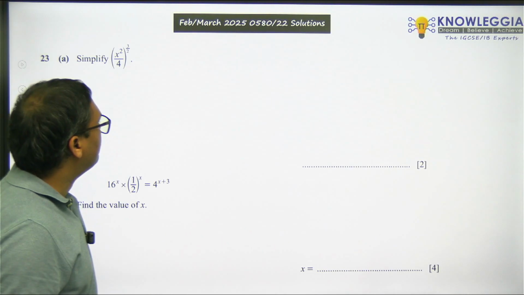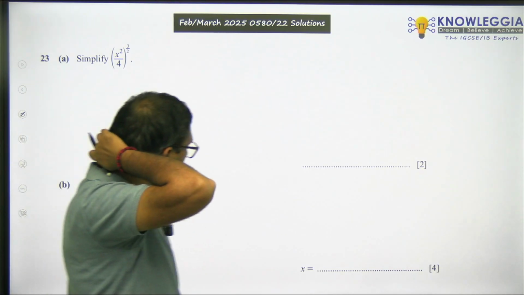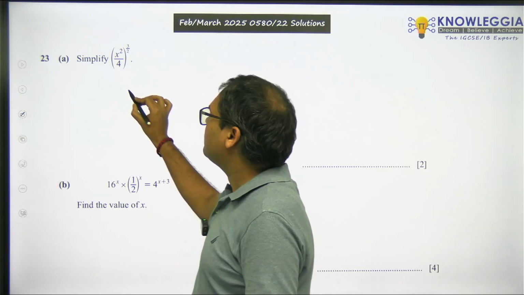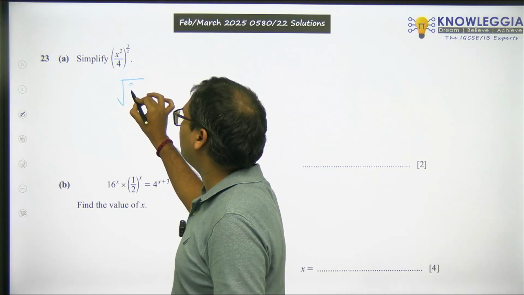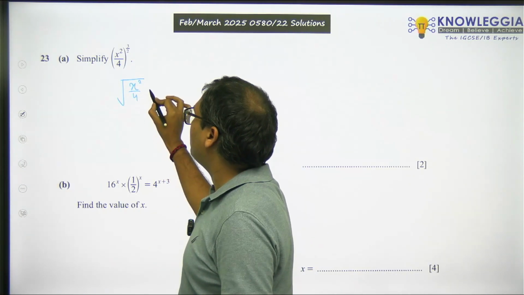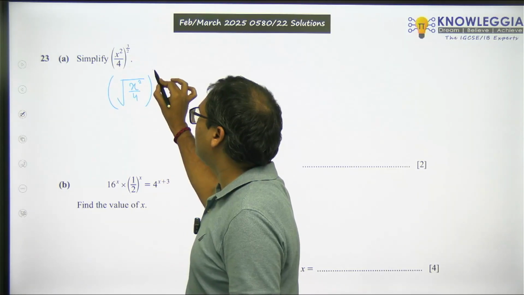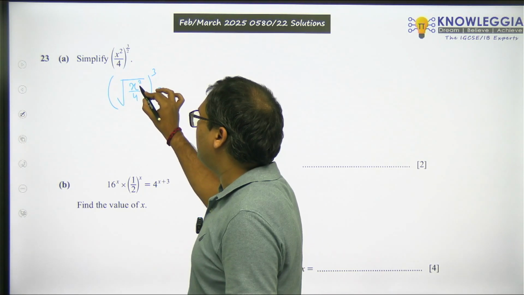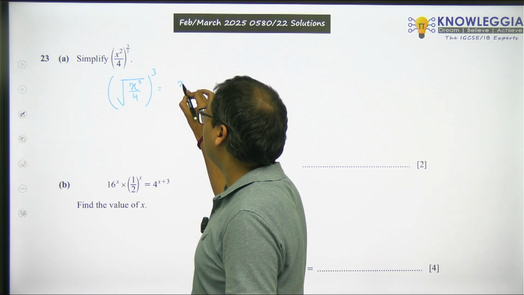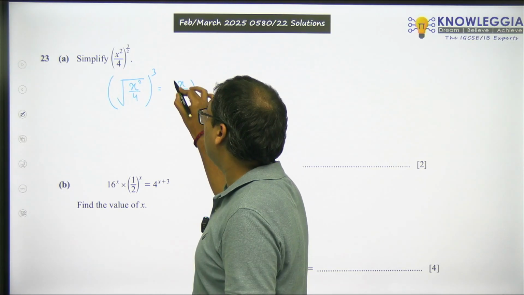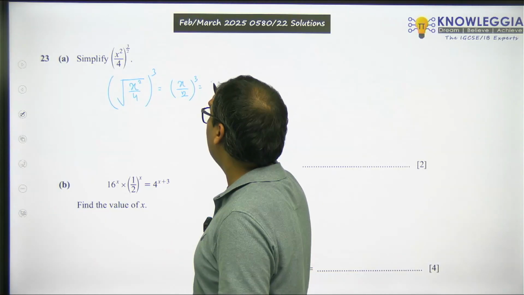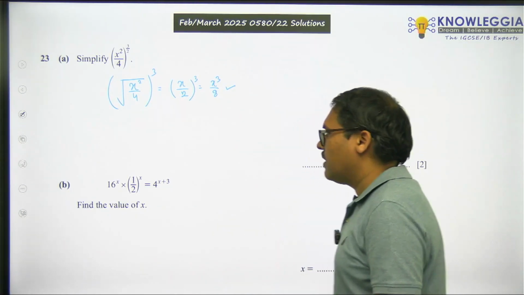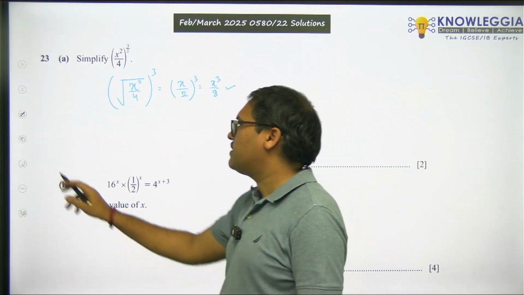Okay. Now the next one, 23. The question says, simplify this. So this is, you can clearly see, the square root of x square upon 4 raised to 3. Now what is the square root of x square upon 4? This is x upon 2 raised to 3. What is this? x cube upon 8 is the answer. This is easy.